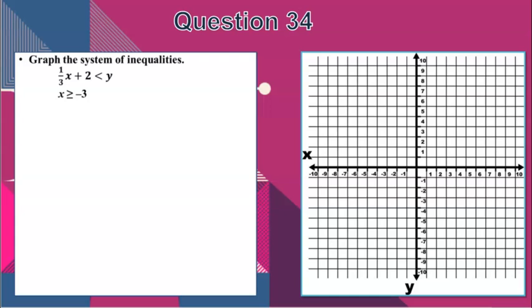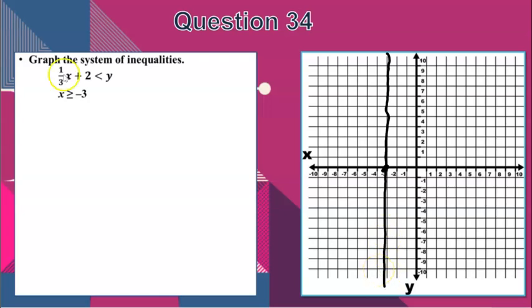And question 34, graph the system of inequalities. So this first one, it says x is greater than or equal to negative 3. So I'm going to put a point at negative 3 on the x-axis because it crosses that one. Here the slope is undefined, so I would have a vertical line. It is a solid line because it can equal negative 3. So I'm going to draw a vertical line here.